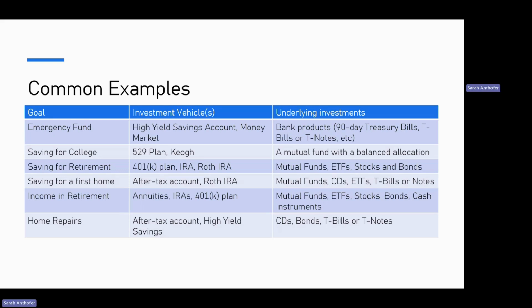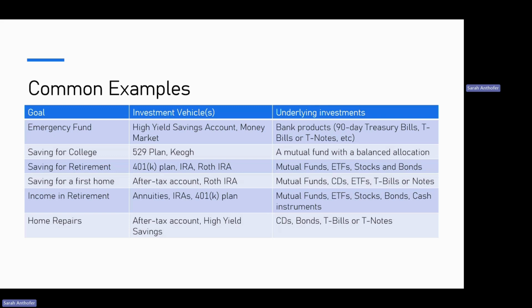If I'm saving for a first home, again, I'm going to be looking at a non-qualified account here in most cases. You could look at a Roth IRA. I'll talk about that in a second. But in these, again, looking at the time horizon, it could be a mutual fund, a CD, ETFs, T-bills. If I've got a short period of time, I might look at something like a CD where the maturity lines up with when I want to purchase that home.